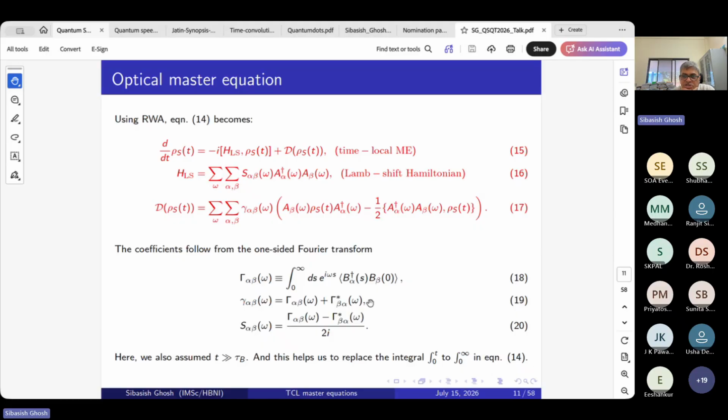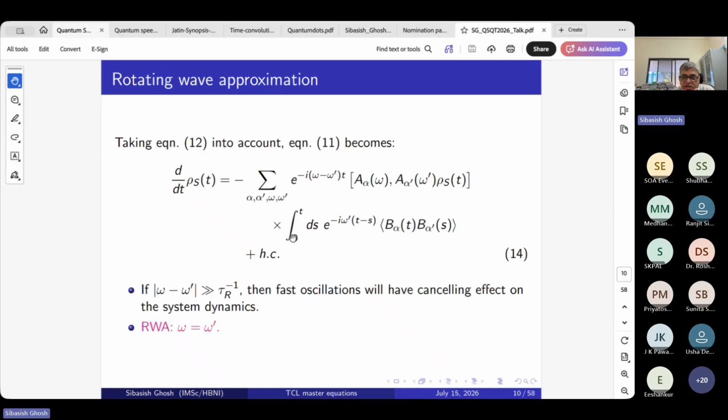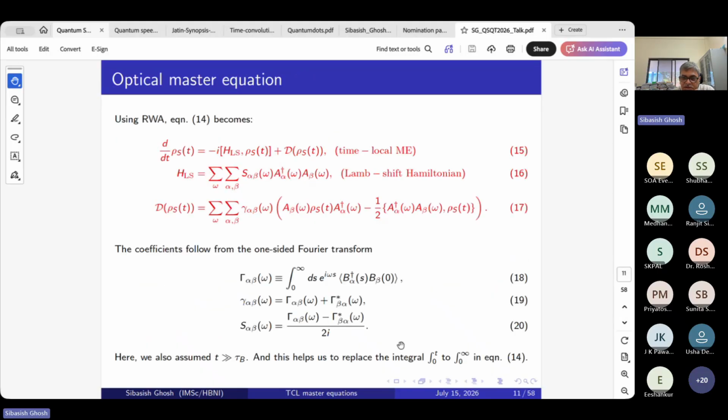So here of course we have assumed that this time t is much greater than the bath correlation decay time scale, because the bath correlation decay time scale is very small. As a result, in the previous case you see that in equation 18 the time integral is from 0 to infinity, whereas in equation 14 it is 0 to t. Therefore this integral 0 to t can be replaced by 0 to infinity, because the bath correlation decays much faster. Here tau b is the bath correlation time scale, so you can easily replace this time integral 0 to t by 0 to infinity.